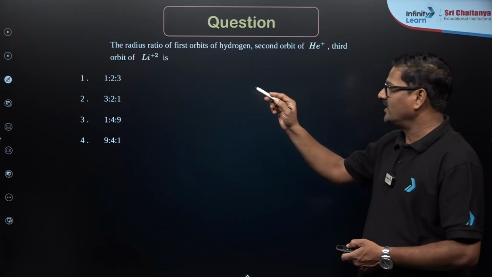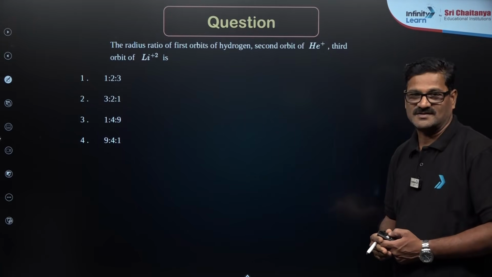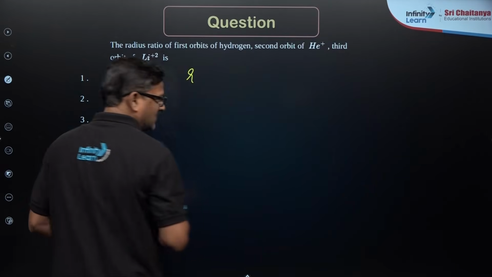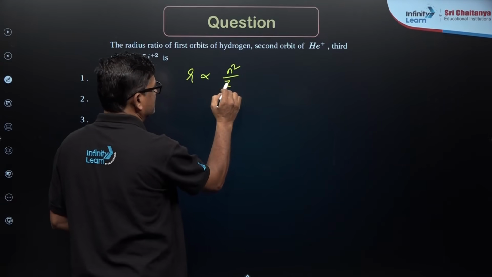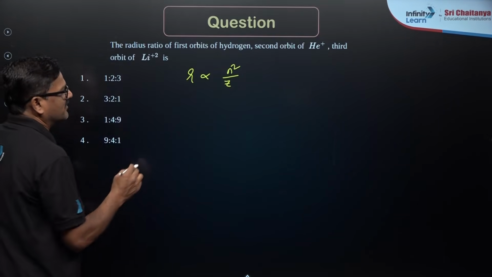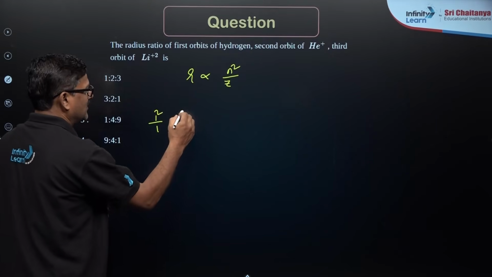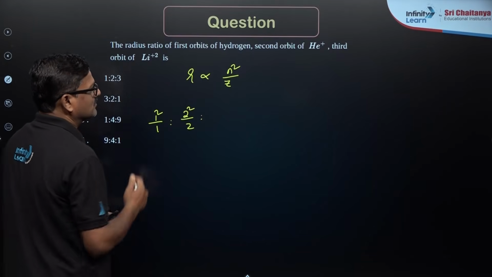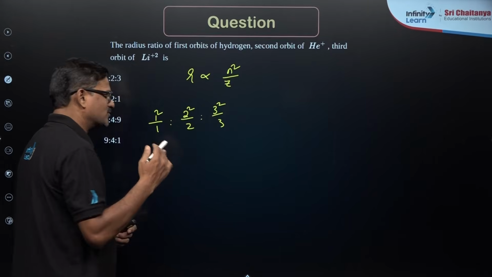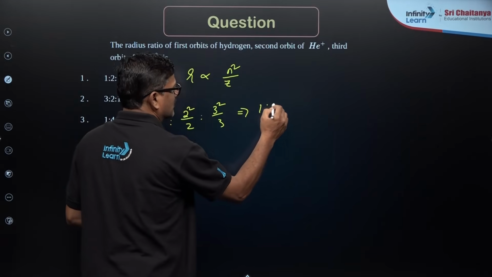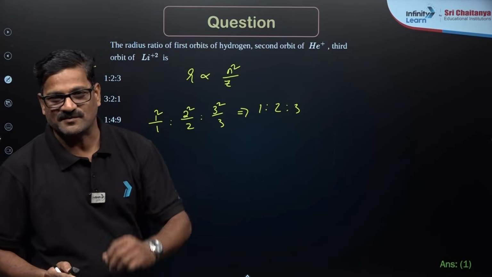The radius ratio of the first orbit of hydrogen, second orbit of helium and third orbit of lithium 2 plus is? The radius of a particular shell is directly proportional to n square by Z. So the first orbit of hydrogen is 1 square by 1, which is 1. Second orbit of helium is 2 square by 2, which is 2. Third orbit of lithium is 3 square by 3, which is 3. So the ratio comes to be 1 is to 2 is to 3. Option 1 is the correct answer for this question.